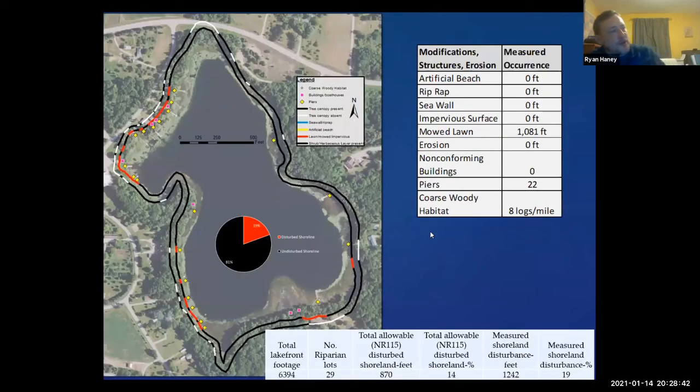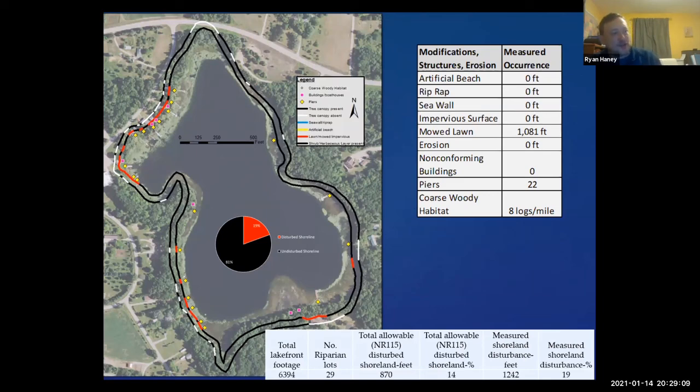So part of the process is surveying the habitat around the shoreline. Again, this is a method that can be duplicated in the future so that you can monitor change. So if there are restoration projects that take place or property changes hands or what have you, you can monitor how your habitat around the lake is changing over time.